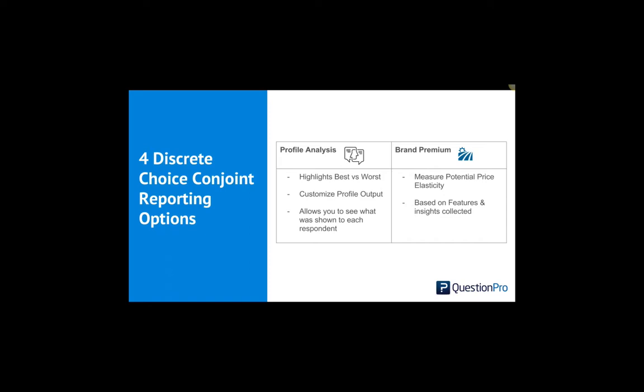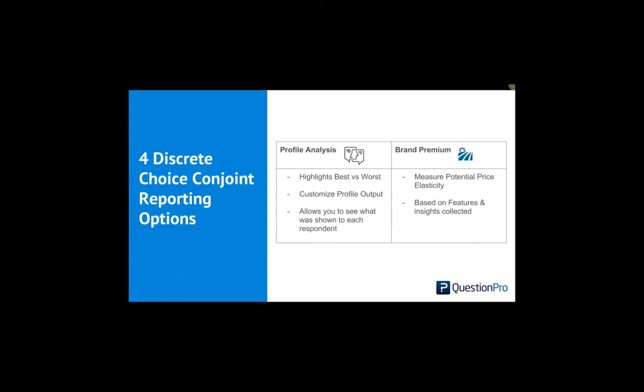It also allows you to see what was shown to each respondent. So this is actually great for those who are doing some more orthogonal design, so they can look and see at task number 157, this went to this respondent, this is what they saw, and this is what they chose. So those are things that you can see from a profile analysis.